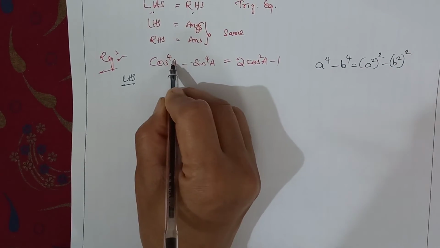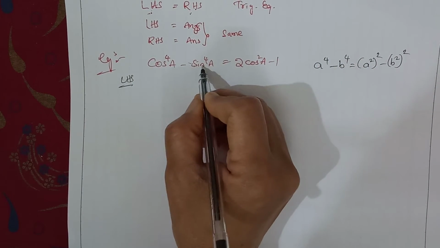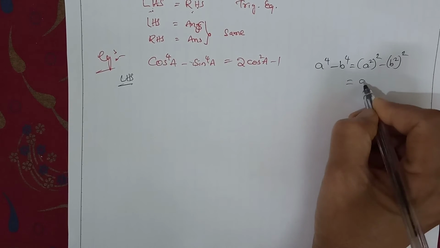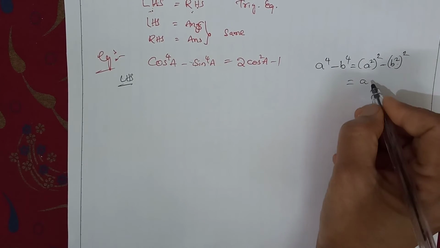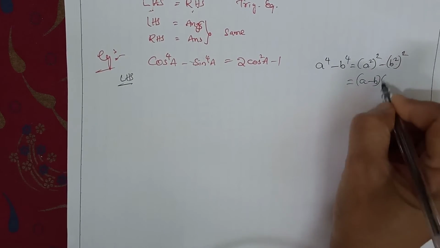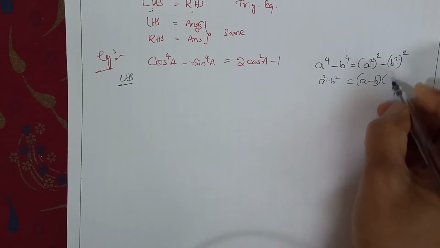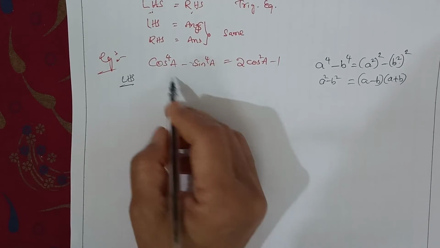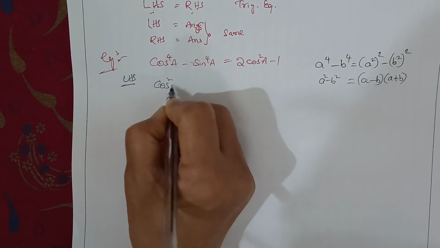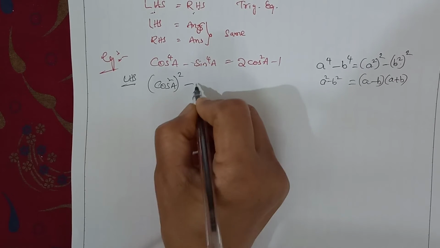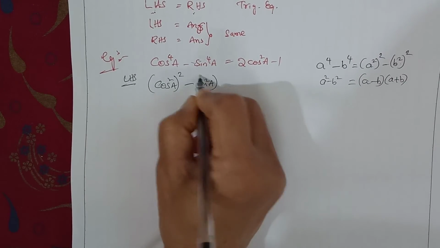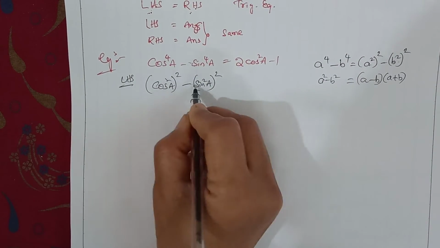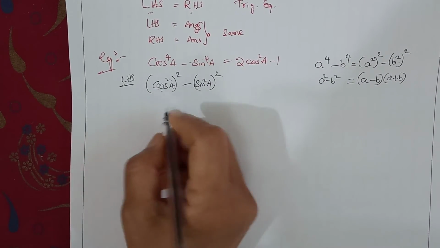So cos to the power of 4 A minus sin to the power of 4 A can be written in this form. So now this becomes what? a square minus b square. So a is cos square A, b is sin square A, and a square minus b square is what? a minus b into a plus b. In that form I am going to write this one: cos square A whole square minus sin square A whole square. Okay, so this is again a square minus b square form. So we will expand this one.